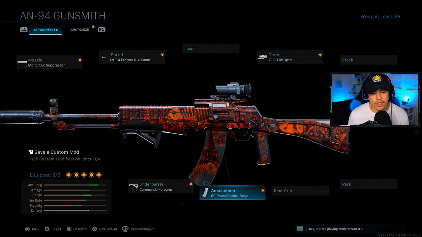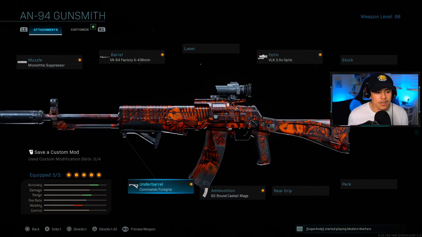All right, so for the ammunition, we're running with 60 round casket mags. Now the underbarrel is going to be the commando foregrip. Remember earlier we talked about the recoil patterns and what you need to do to be able to counteract the recoil pattern, so that side to side bounce. Commando foregrip is going to be helpful in helping mitigate that side to side bounce.